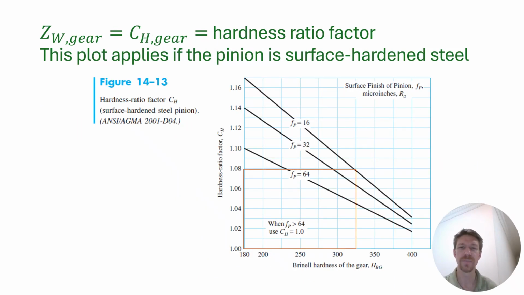And since our pinion is surface hardened, we can get some credit because it's a benefit if the pinion is harder than the gear. And we were told that the surface finish on the gear is a very fine 16 micro-inch surface finish. So we go from our gear hardness, that's the Brinell hardness of the gear, 325, which we were given in the problem, up to the 16 micro-inch, and we go to the left, and we get that it has a hardness ratio factor of 1.08.